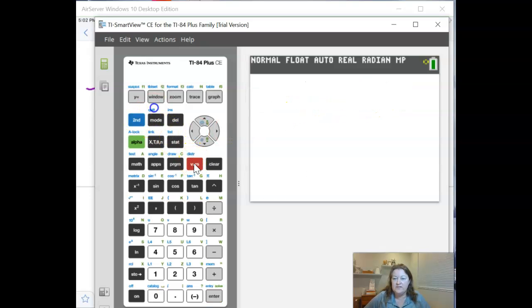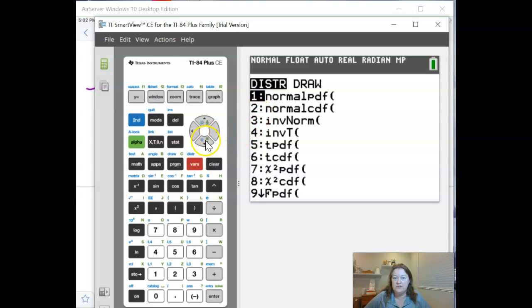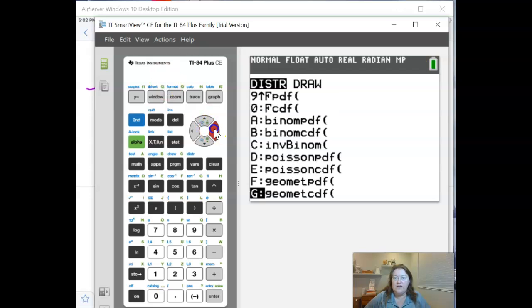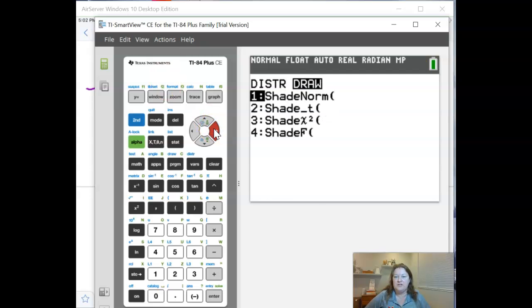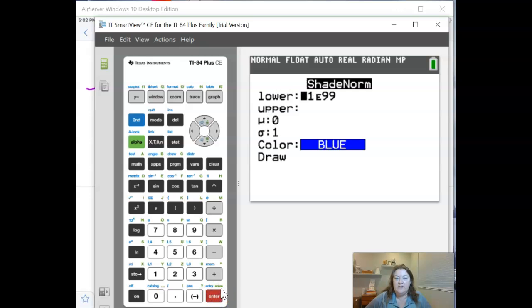Now, there's another way I could use this as well, and that is to still do number 2, but to move over 1 for the draw part. Okay, so I'm going to shade normal instead, and I could tell it to draw it for me. So then I could do this, and I could say shade what. So I'm going from negative 10, they have negative 1 to the 99th power, that works too. Negative 10 to the 10th. My upper amount was that 0.4 z-score, and then I'm good there.